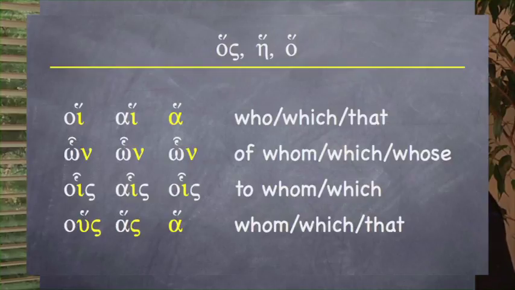Now, what's tricky about the hoi and the hai is they look just like the definite article, don't they? Except that there's an accent. Remember, when these forms are the definite article, there's no accent. But in the case of the relative pronouns, they always have a rough breathing and they always have an accent. And after that, the forms are very straightforward. Again, this may be one of those paradigms that you just want to memorize. They're so common and they're so easy to know.